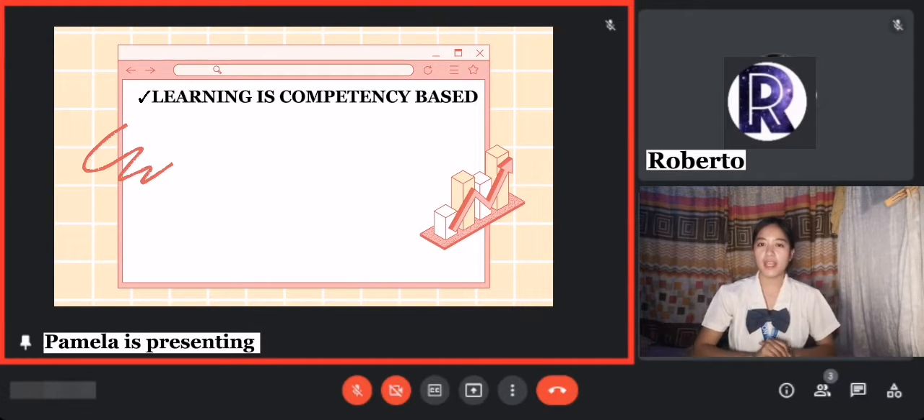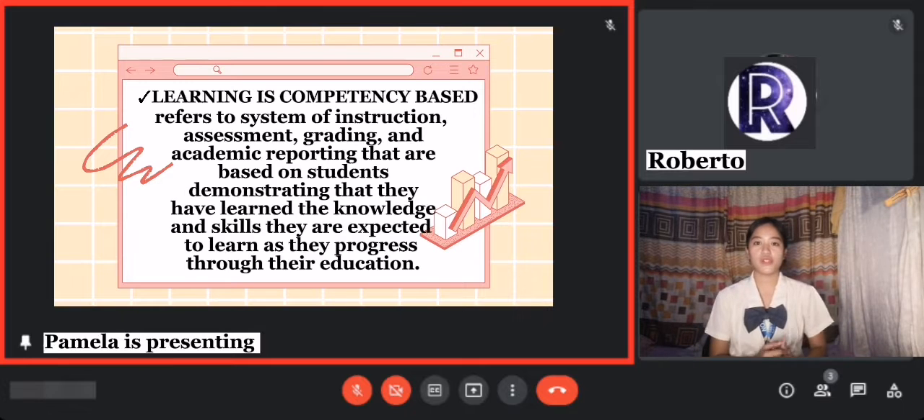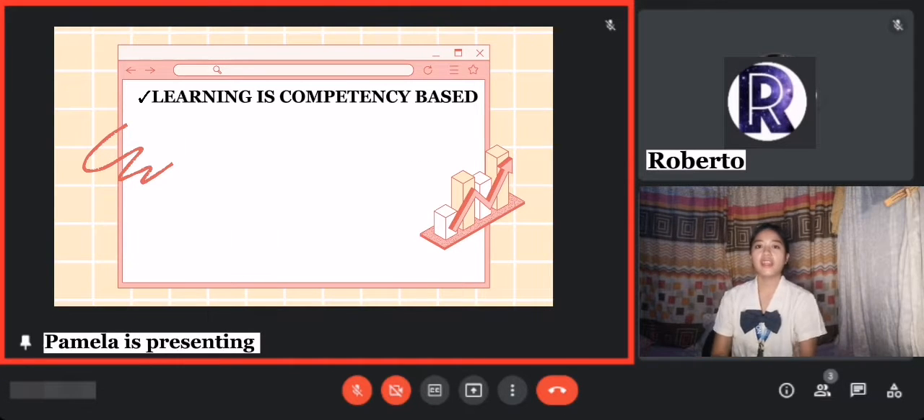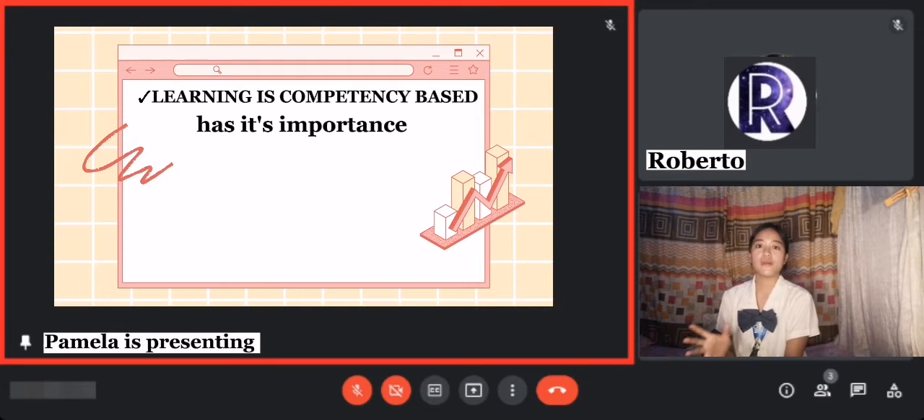If we say competency-based learning, it refers to a system of instruction, assessment, grading, and academic reporting that are based on students demonstrating that they have learned the knowledge and skills they are expected to learn as they progress through their education. The students will progress through learning objectives as they demonstrate mastery of content at their own pace. Learning is competency-based has its importance.